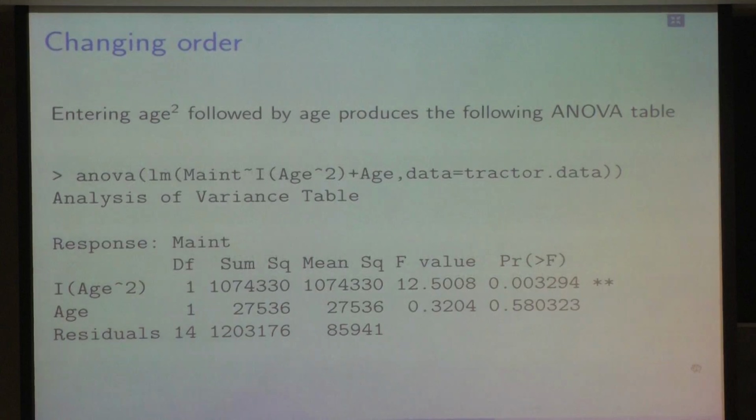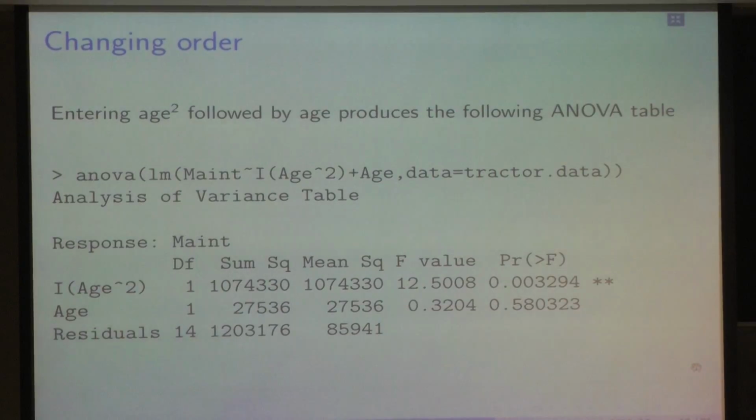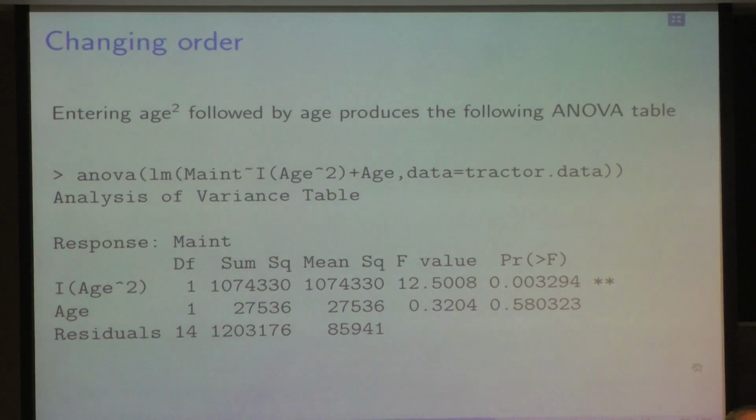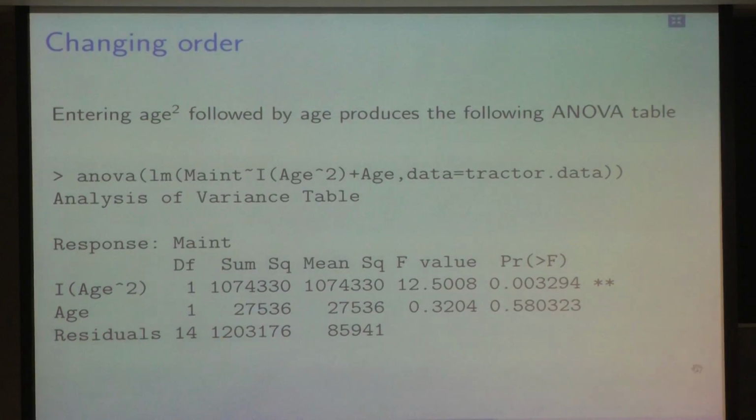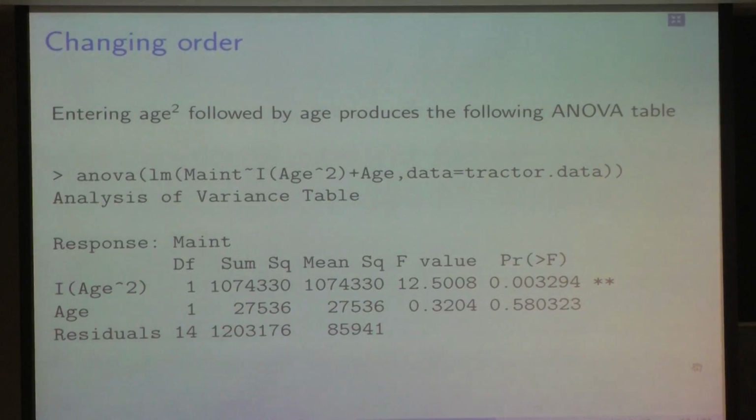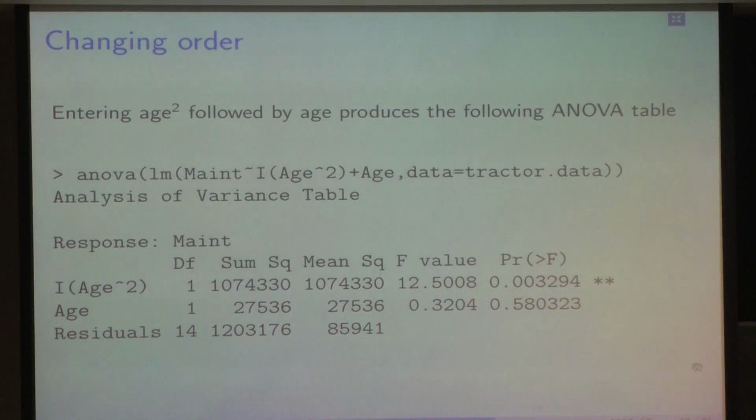However, we could do it the other way around. We could put in age squared first and then put in age. So if we change the order of age squared and age in the R command, you now see we've got the I of age squared first. Remember that the I there, I of age squared rather than just age squared, protects what's inside the brackets from the effects of what R tries to do to terms in linear models. So it ensures that it really is age squared that's being put in there. So I of age squared is first, then age.